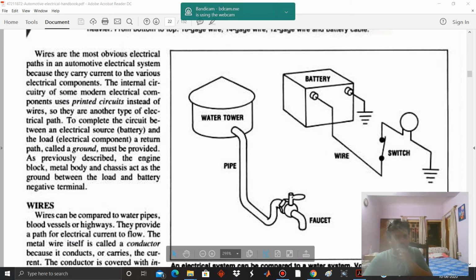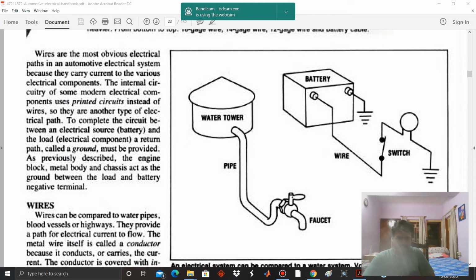Wires are the most obvious electrical paths in an automotive electrical system because they carry current to various electrical components. The internal circuitry of some modern electrical components uses PCBs, or printed circuits, instead of wires. So they are another type of electrical path. To complete the circuit between an electrical source, which is the battery, and the load, that is the electrical component, a return path or ground has to be provided.